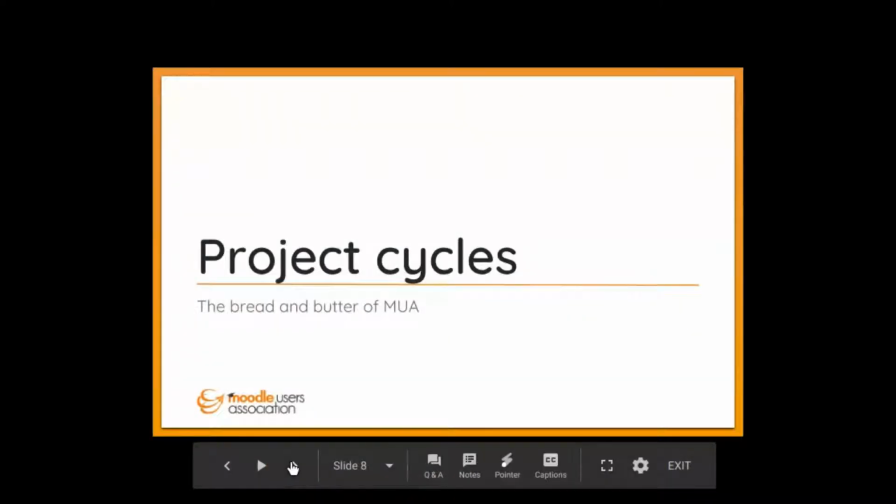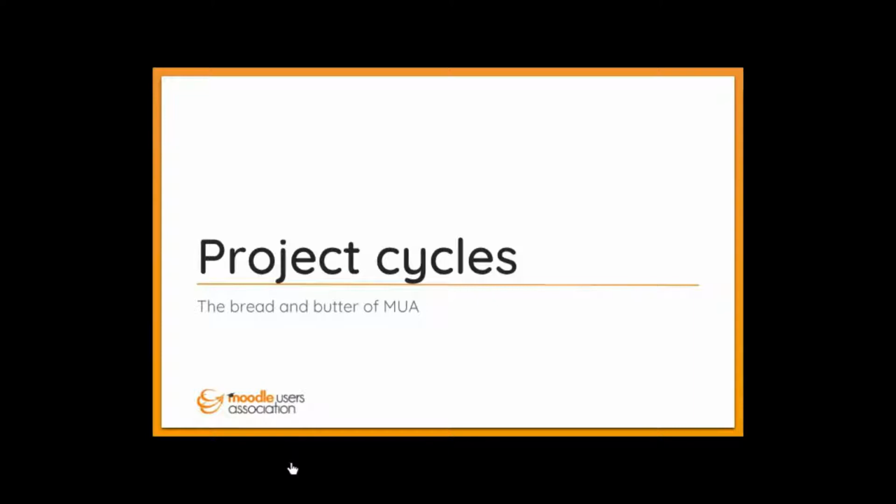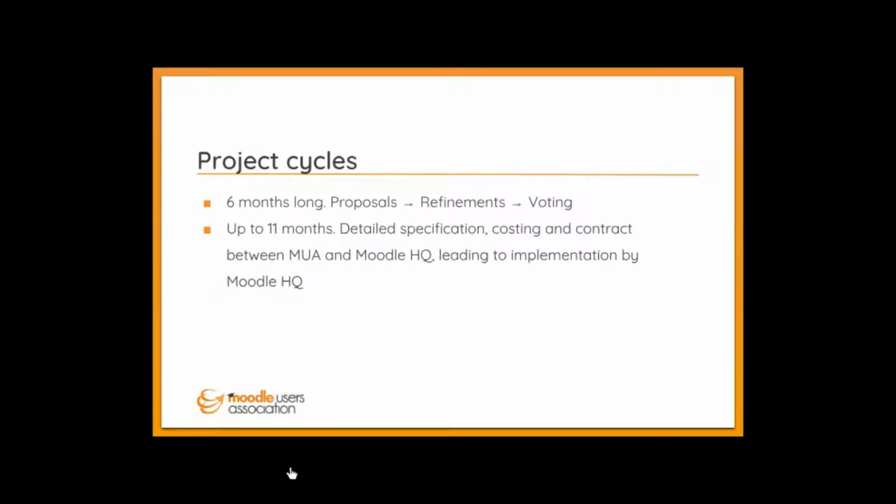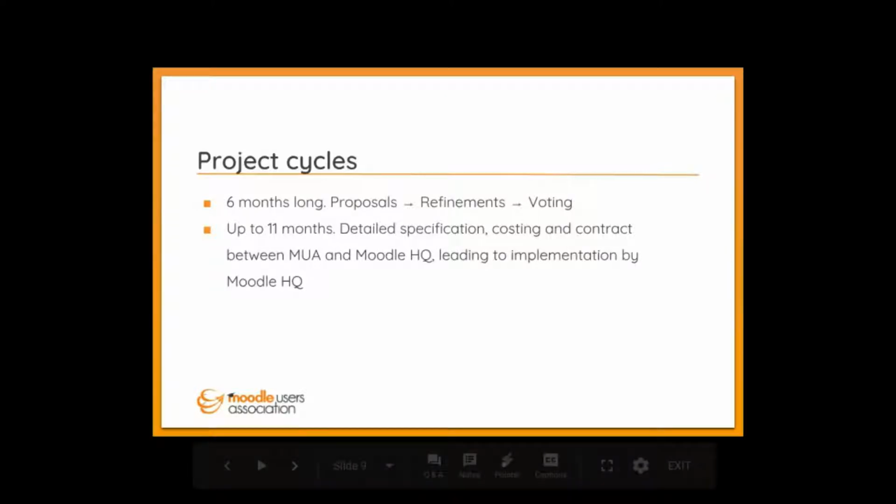Project cycles. This is the bread and butter of MUA. This is our central activity. The project cycles last 6 months each, and they include the proposal stage, the refinements stage, and the voting stage. After that, there's a period of up to 11 months in which a detailed technical specification is made, it's costed, and a contract is made between MUA and Moodle HQ, and that leads to implementation of the project by Moodle HQ.